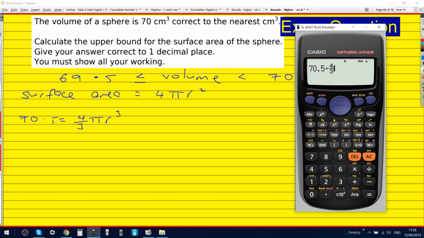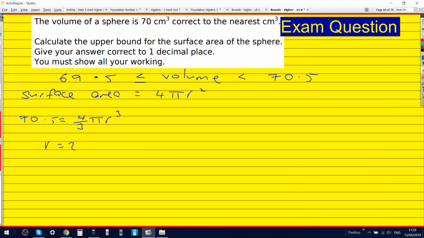How would you bring pi to the other side? Divide both sides by pi. So I'm just going to get the answer for that first part and then just divide by pi. Okay, 16.83. And then cube root it. So cube root, 2.563. Okay, and so surface area?